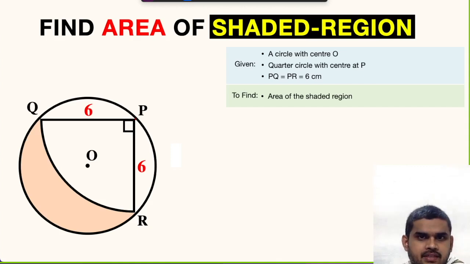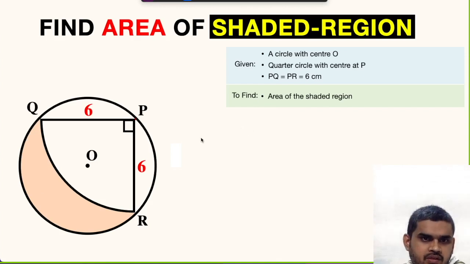The question says that there is a circle with center at point O. A quarter circle with center at point P is given, and PQ is equal to PR, that is, the radius of the quarter circle is given to us as 6 centimeter. We are asked to find the area of the shaded region.